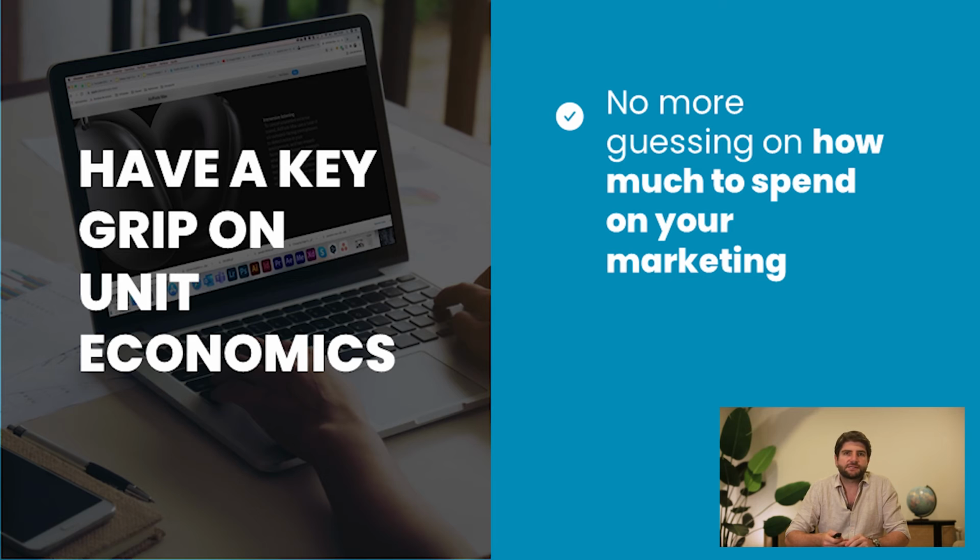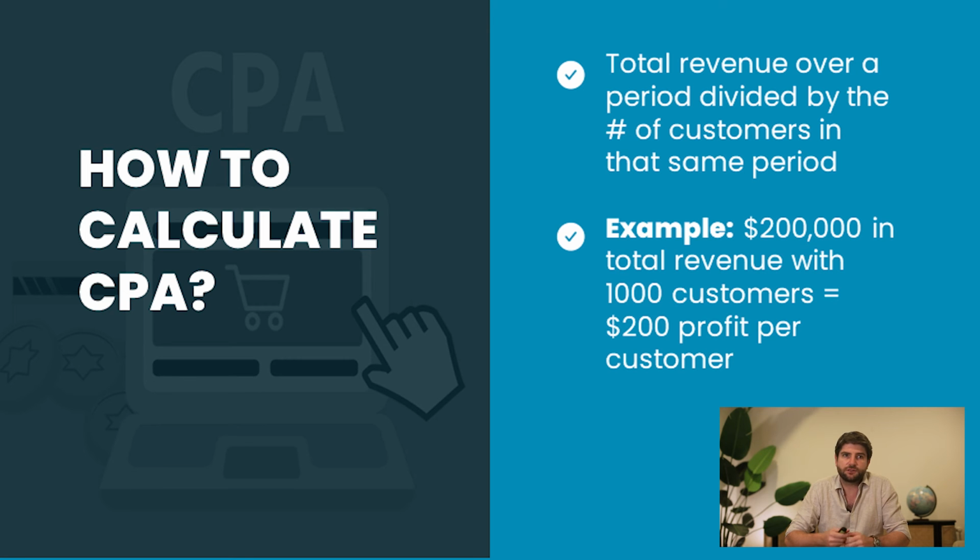So you don't need to guess what should my CPA, my cost per acquisition, be? How much should I be spending to acquire a new customer? If you know this, you will know exactly how much you can spend in advertising to acquire a new customer, and you'll know how much you need to invest in your online marketing. So a good place to start to calculate CPA is to take the total revenue that you have over a period, which can be a year or a month, and divide this by the number of customers you had in that same period. That should be a good starting point.